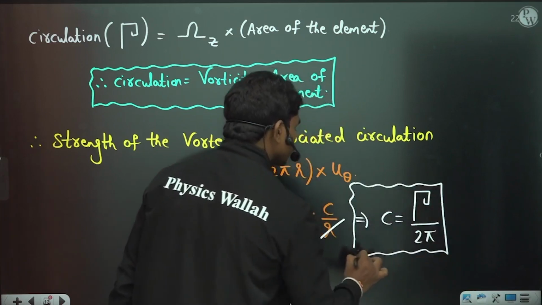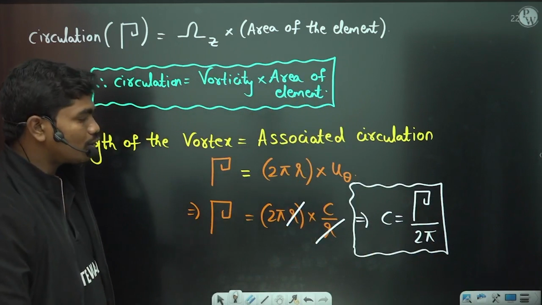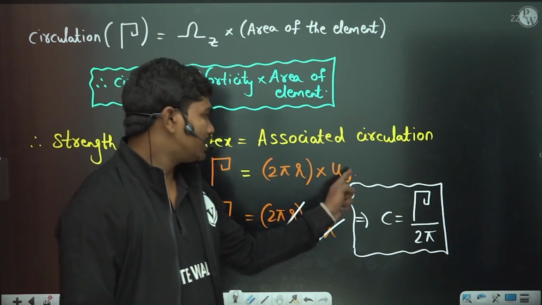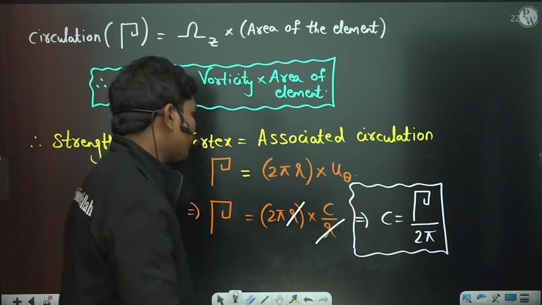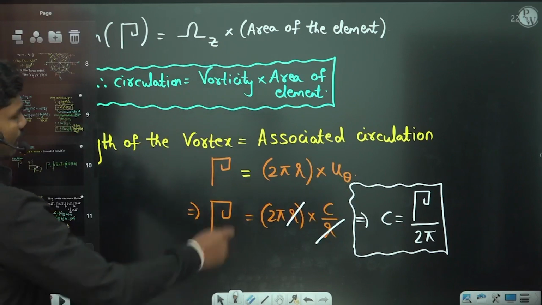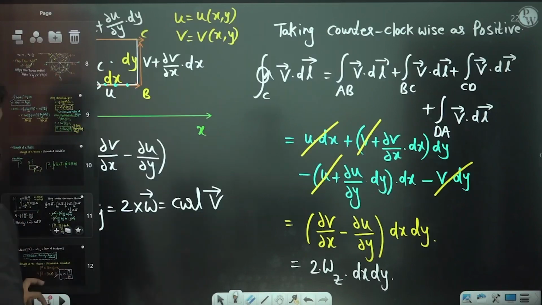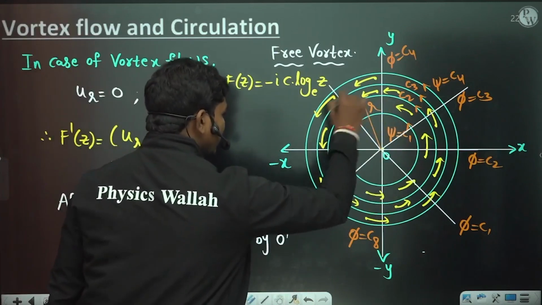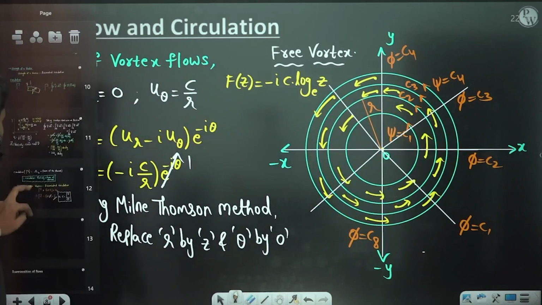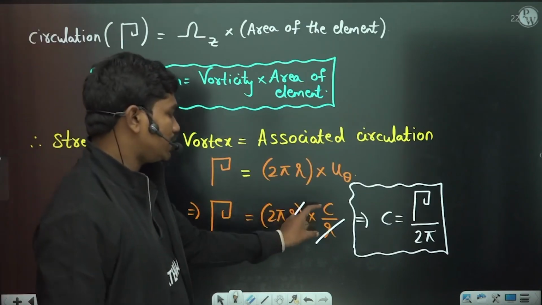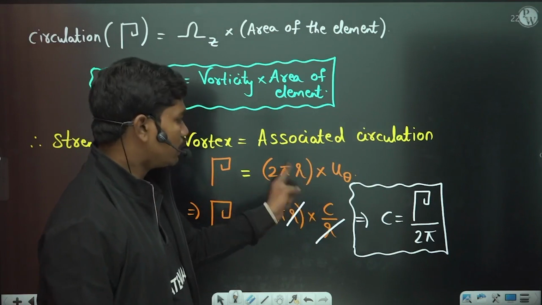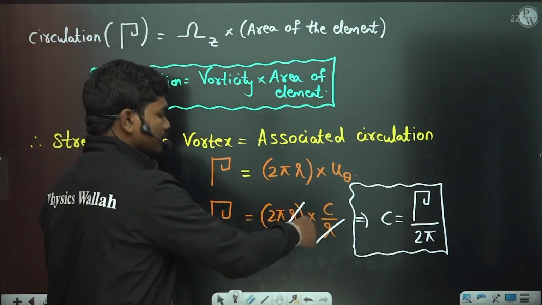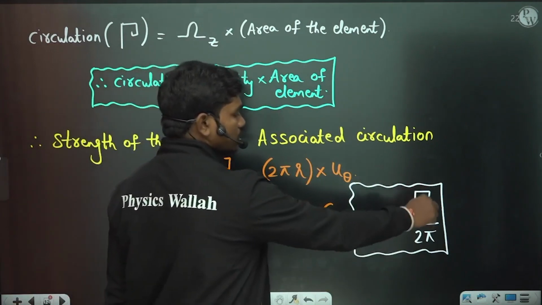Like in the case of source and sink, where we have the strength m by 2 pi, similarly here circulation divided by 2 pi is what you have. The vorticity is given by the angular velocity, and v theta is nothing but the angular velocity of the particles at any given location. So the vorticity is given by this angular velocity, which is c by r, multiplied with the area. We are putting r equal to 1, I mean the length of the vortex is equal to 1, so that's why this r gets cancelled, and c is equal to circulation by 2 pi.